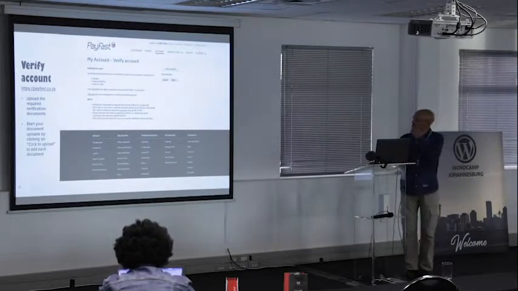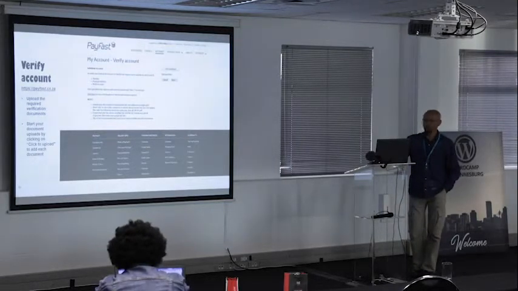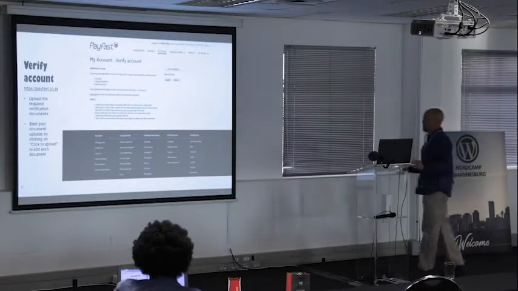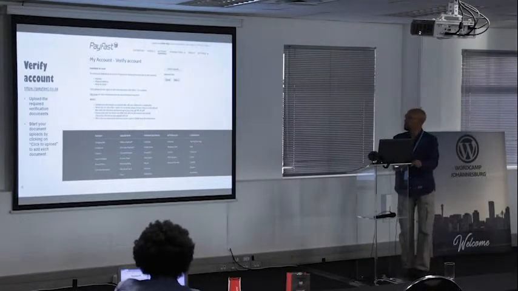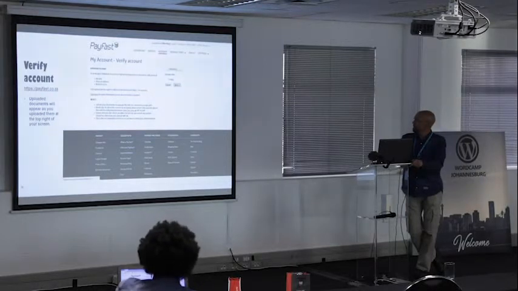Now, the verifying documents would be an ID book copy, a copy of your physical address, that could be a telecom account or a municipality account, and then also a bank statement from your bank with your bank details. So there's three documents that need to be uploaded for you to be able to accept credit card payments. You can do that by clicking on the button at the right top corner. Click to upload, and then you upload those three documents.